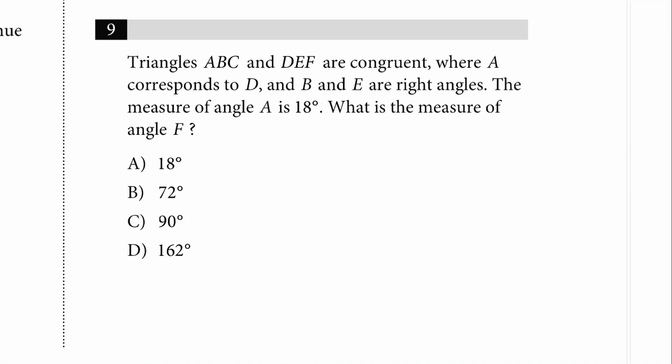Triangles ABC and DEF are congruent, where A corresponds to D and B and E are right angles. The measure of angle A is 18. So what is the measure of angle F? Let's go ahead and sketch this out.